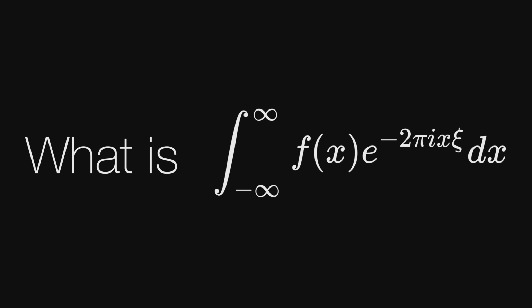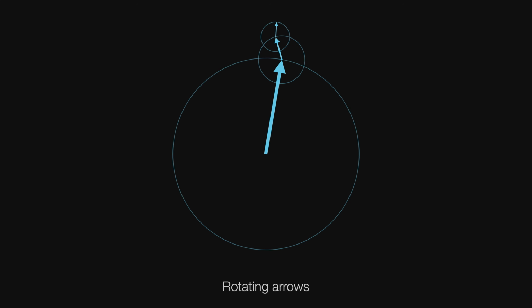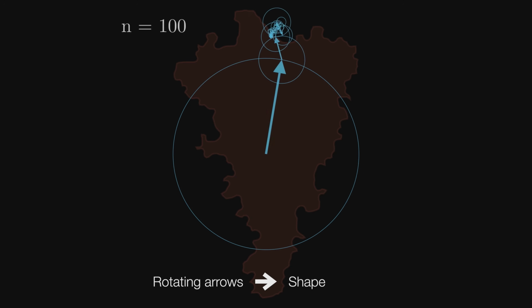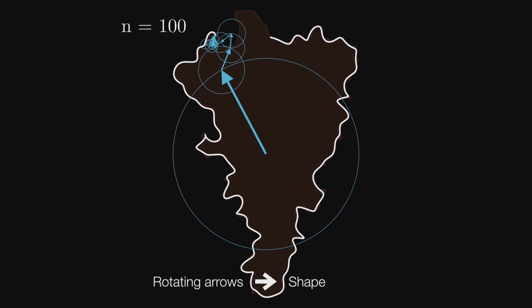But what even is the Fourier transform? At its heart, it's a neat little idea. You draw a spinning arrow, then another, and another. Each one turns at its own speed and has its own length. Keep going and you can actually draw pictures with them.